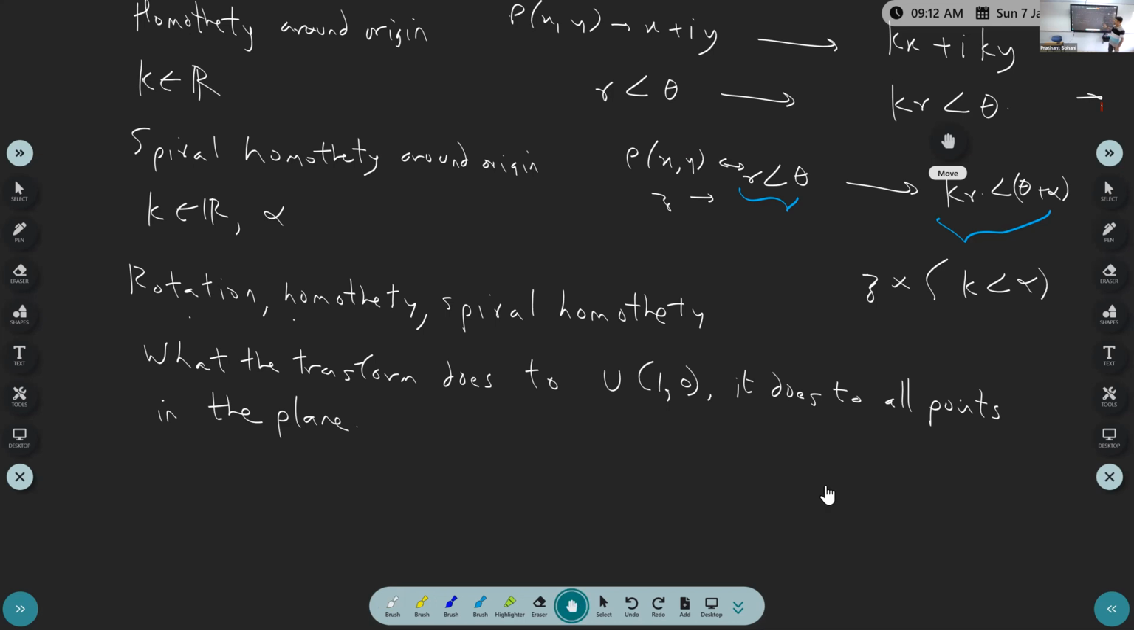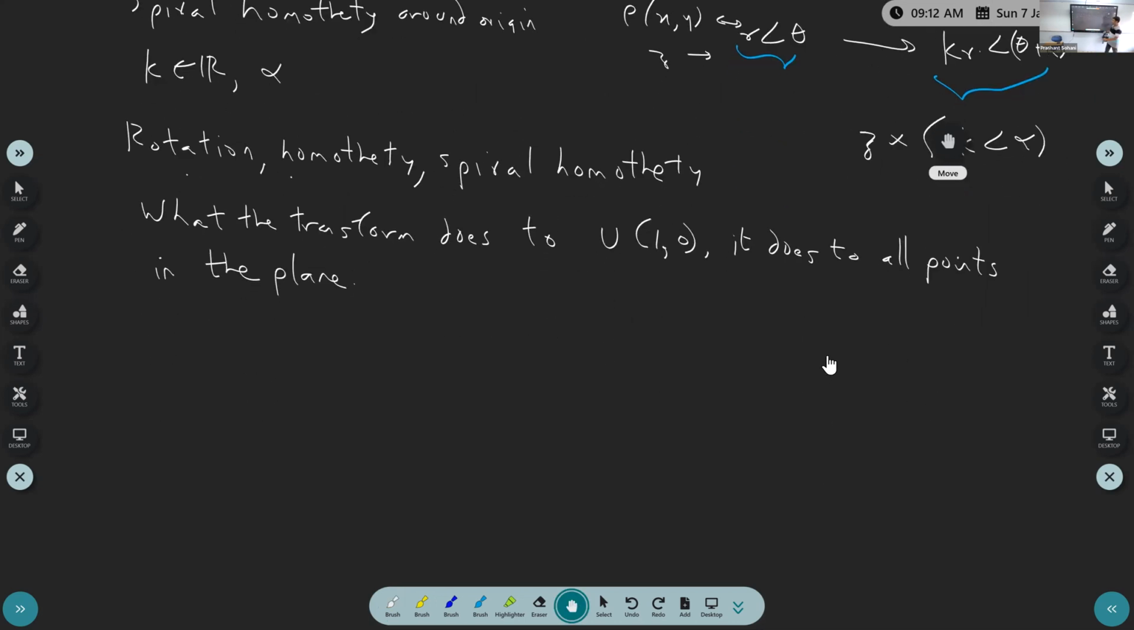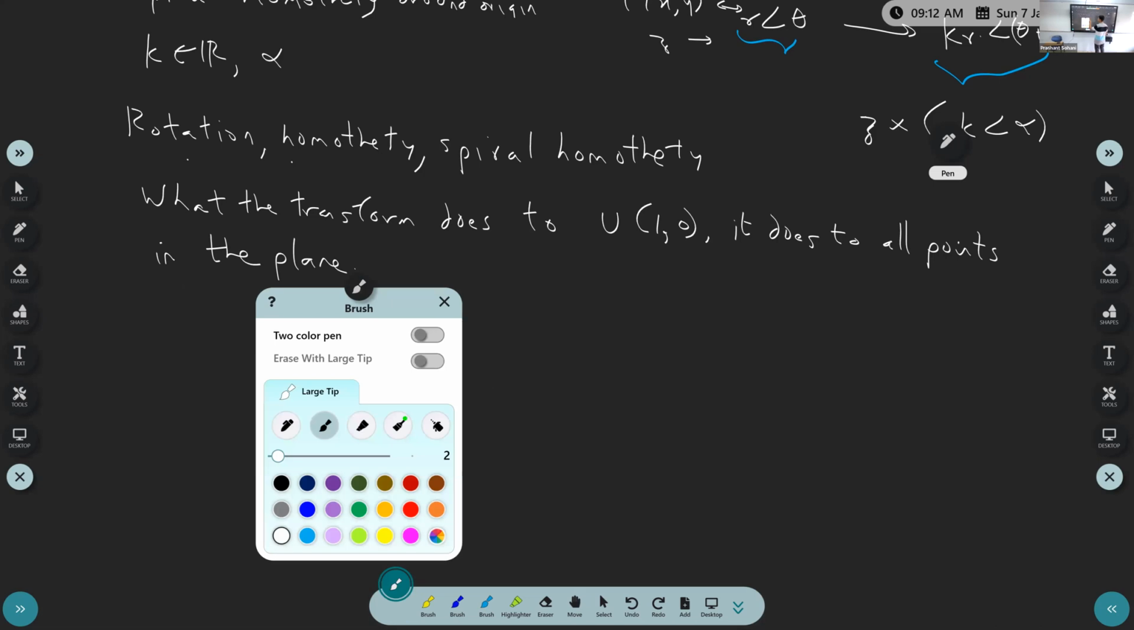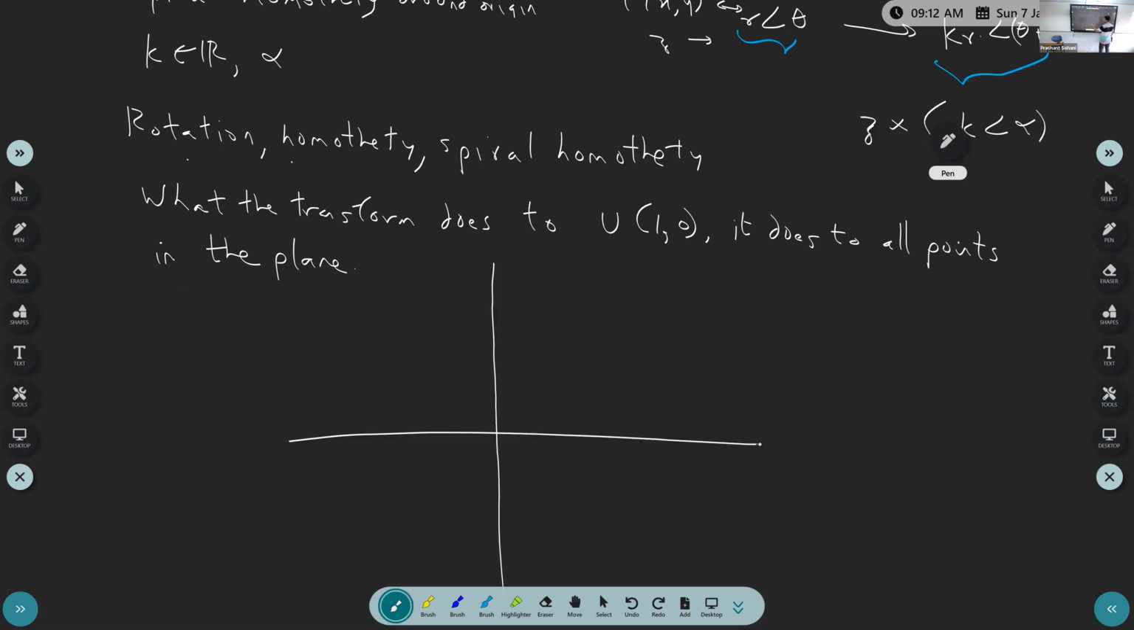So if you think about it, what if the diagram looks something like this: this is our origin and this is that special point 1 comma 0. Let us say the operation is spiral homothety with a ratio k equal to 2 and angle 30 degrees. So we are going to rotate by 30 degrees and dilate by 2.